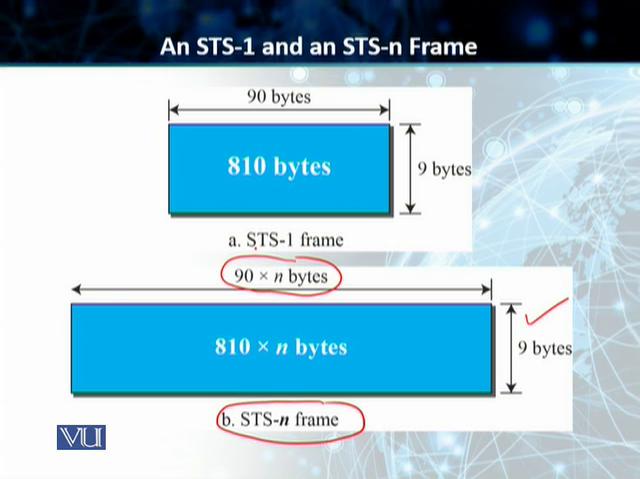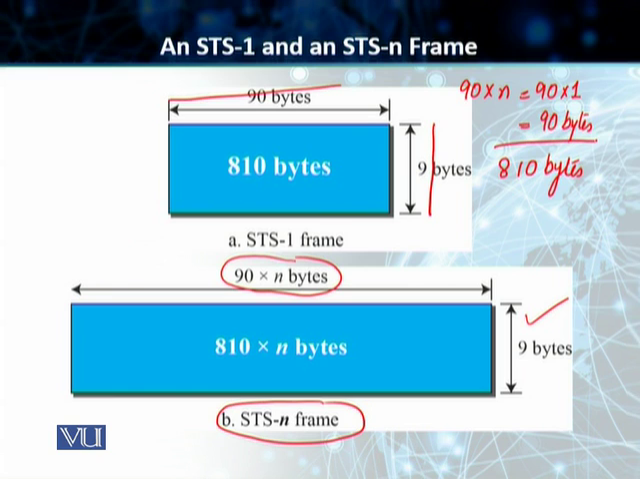और मैंने आपको example दी थी STS-1 frame की. In this particular case, 90 cross n is actually equal to 90 cross 1, and therefore we will have 90 bytes in the horizontal direction. We have 9 bytes in the vertical direction. Multiply those two, and you'll see that an STS-1 frame consists of 810 bytes. And remember, doesn't matter what particular STS spec we are using, we will have 8,000 frames that make up an STS signal.